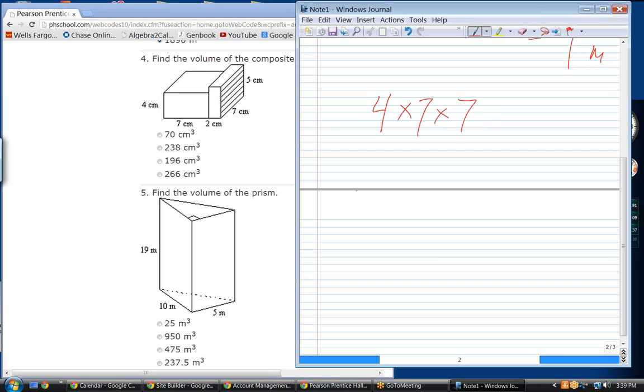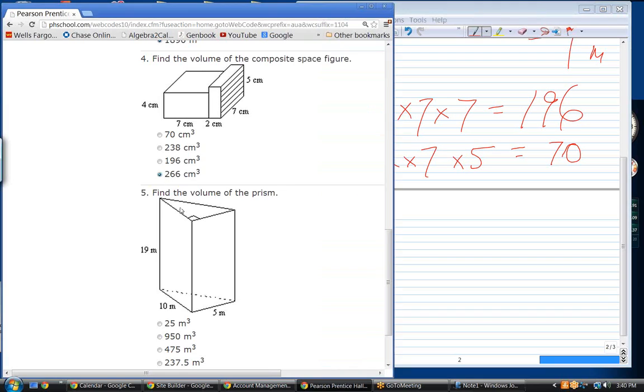What's that number again? 196. And the volume of this brick here? So you do 2 times 7 times 5, and that gives you 70. One moment. 266. Where did we get? Okay. Sorry. No, okay. 266. Yeah. Okay.